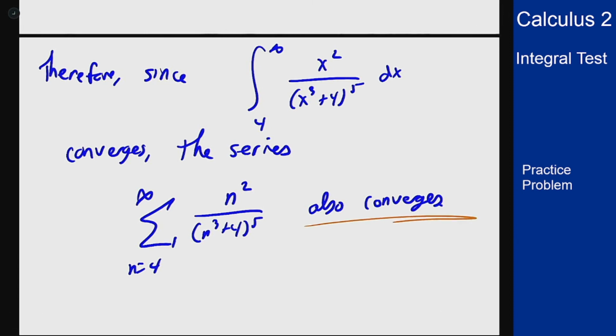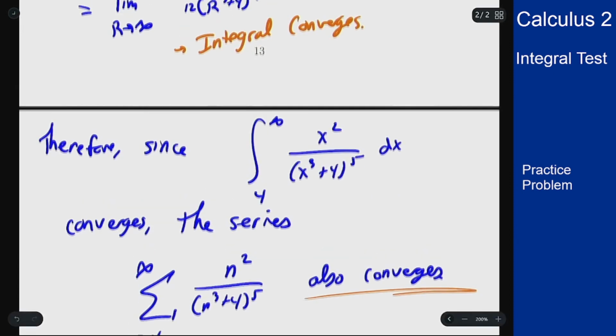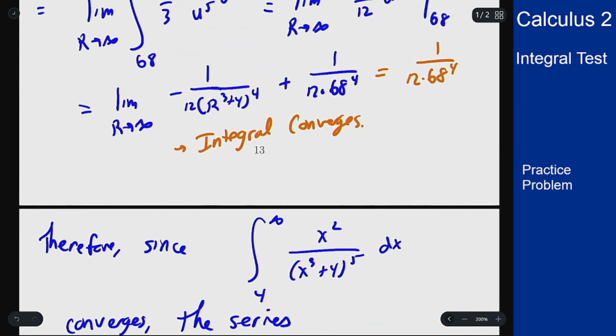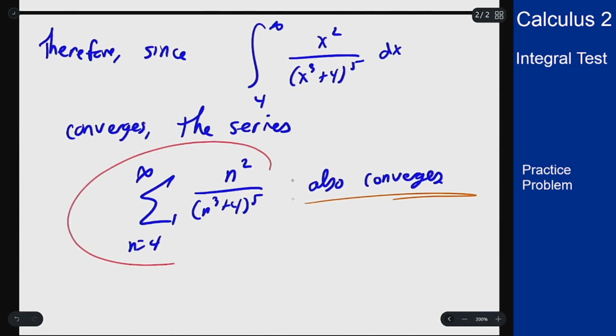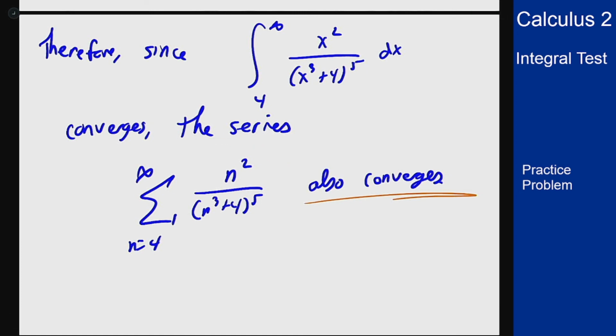Now, note that this does not tell us that this series equals the same number we had up here. All the integral test tells us is that if the integral converges, so does the series, but not that they converge to the same value. So I do not know, and in fact it's not going to be true, that the value of the series is actually that 1 over 12 times 68 to the fourth. But we will know for a fact this series does converge, which is nice to know when we're trying to evaluate things using series.